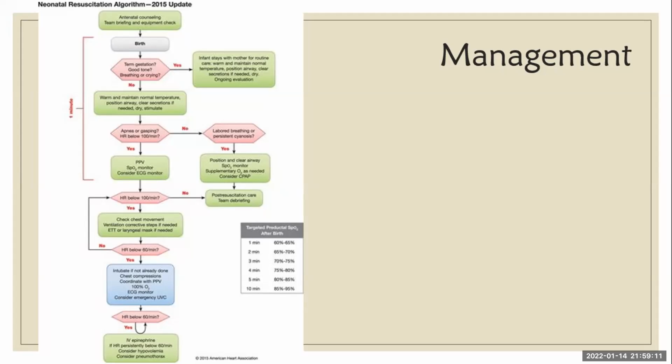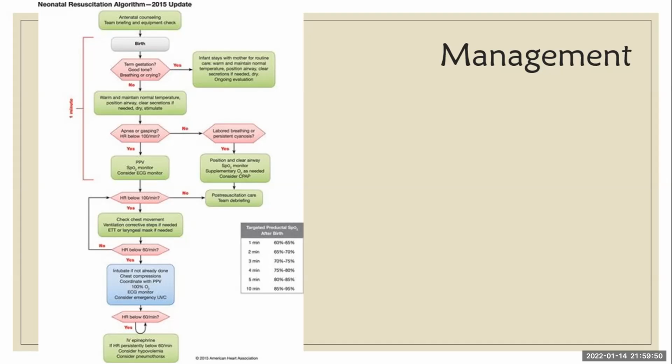Actually, you need to remember 85% of newborn babies will go through normal adaptation into extrauterine life. They don't need anything. 15% of babies will need some kind of resuscitation. Out of them, 5% to 10% will recover with just simple initial steps and stimulation and so on. And then around 3% will need up to PPV, positive pressure ventilation.